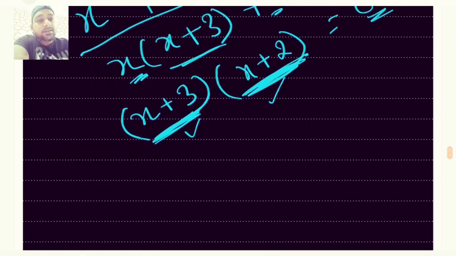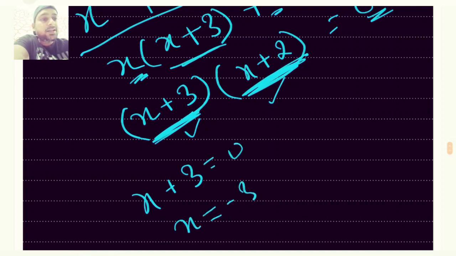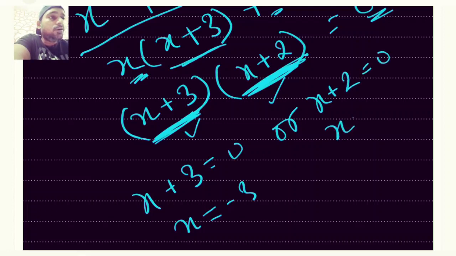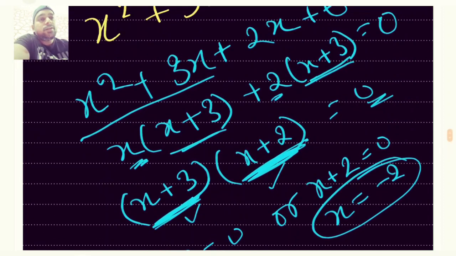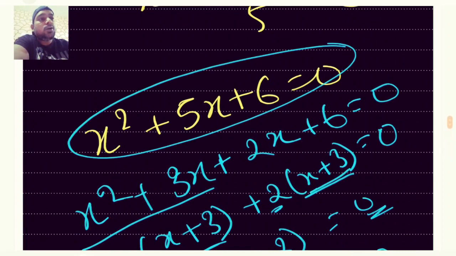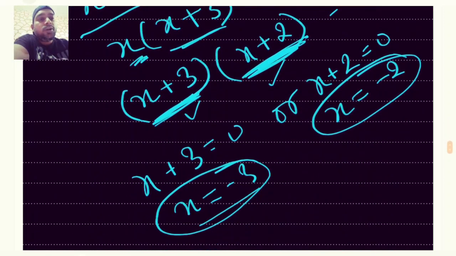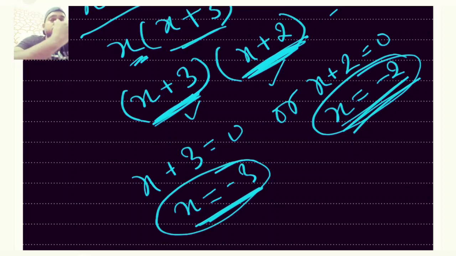If x plus 3 is equal to 0, then the value of x is minus 3, or if x plus 2 is equal to 0, then the value of x is equal to minus 2. Now what you have seen here while solving a quadratic equation is that we got two different values of x. So in a quadratic equation, there will be two solutions for x.